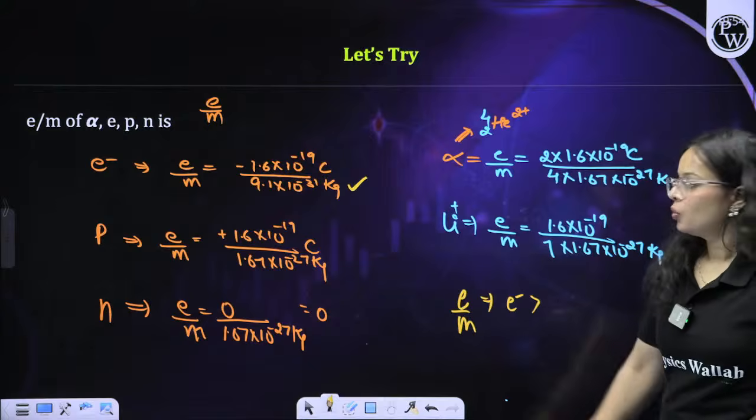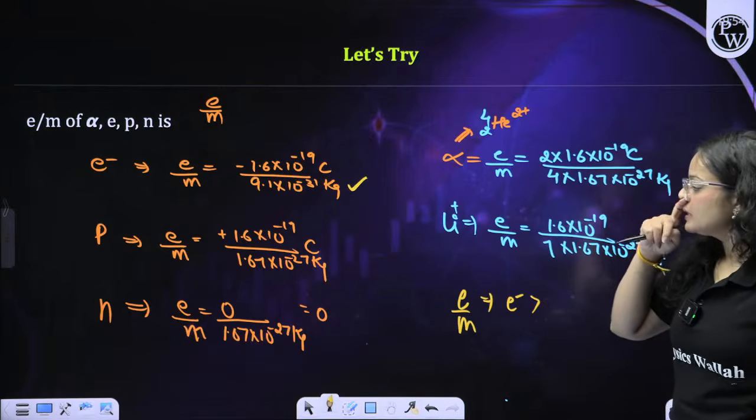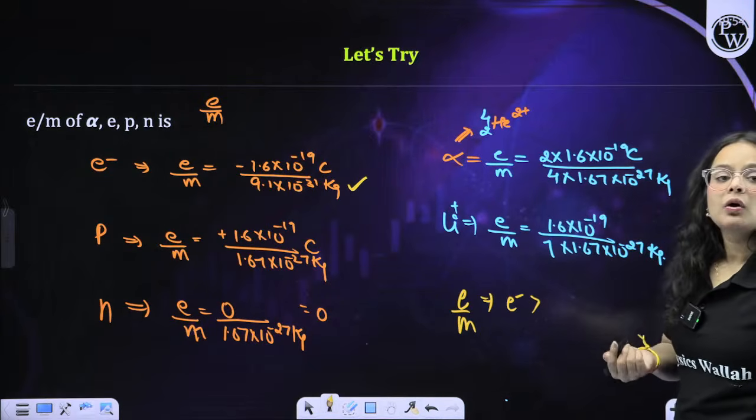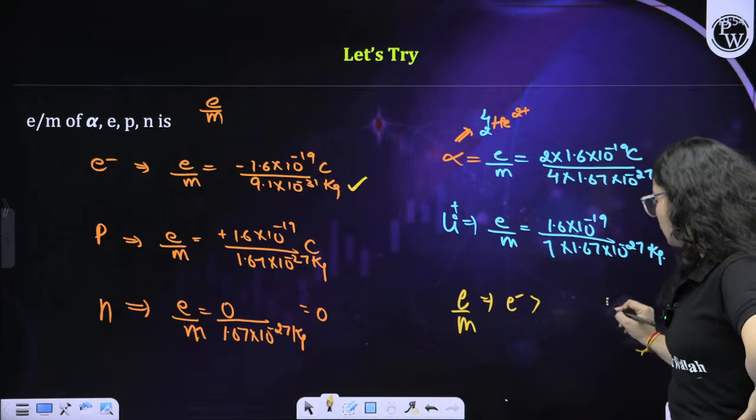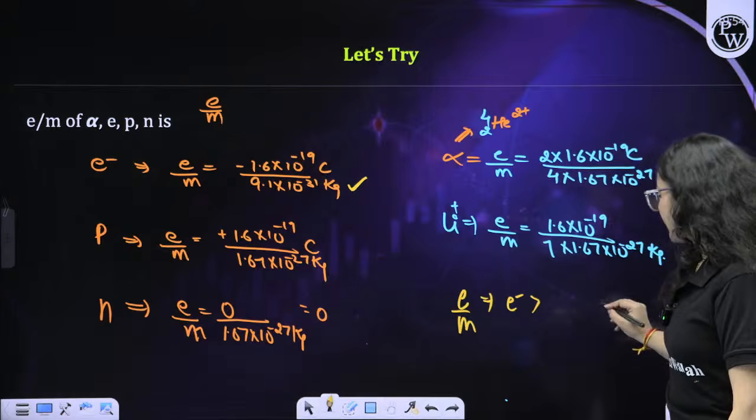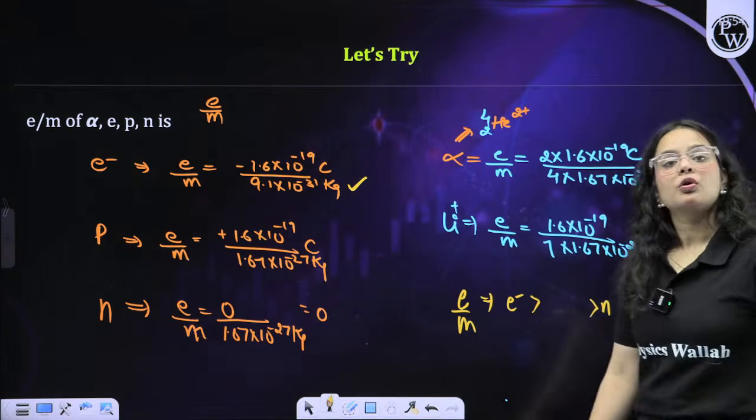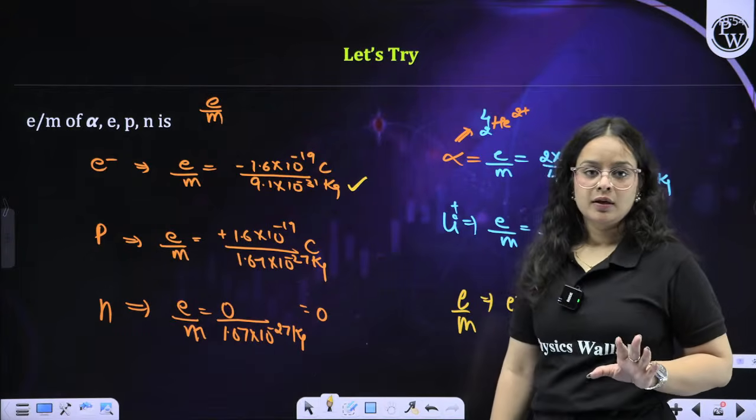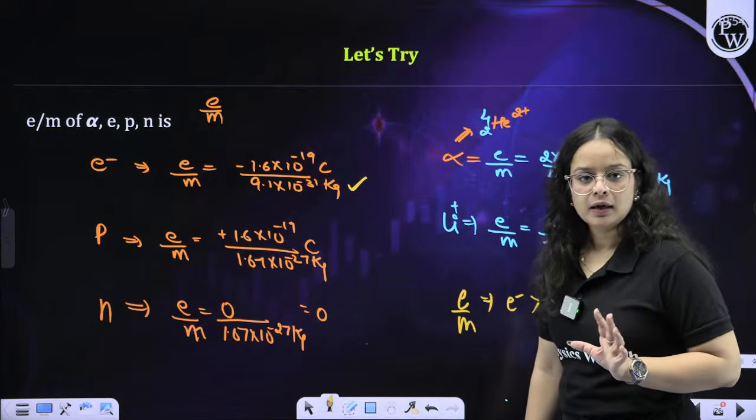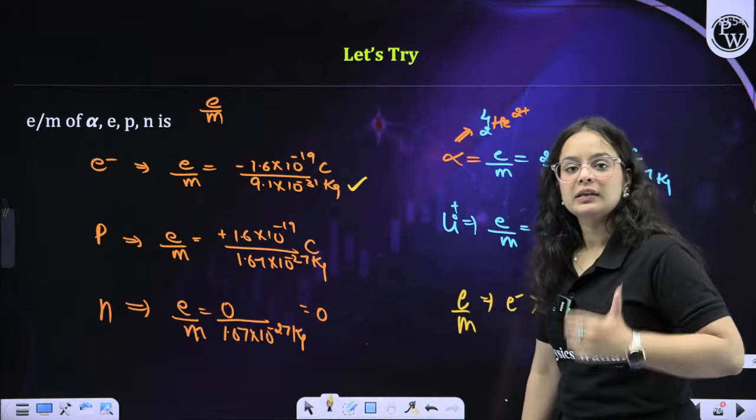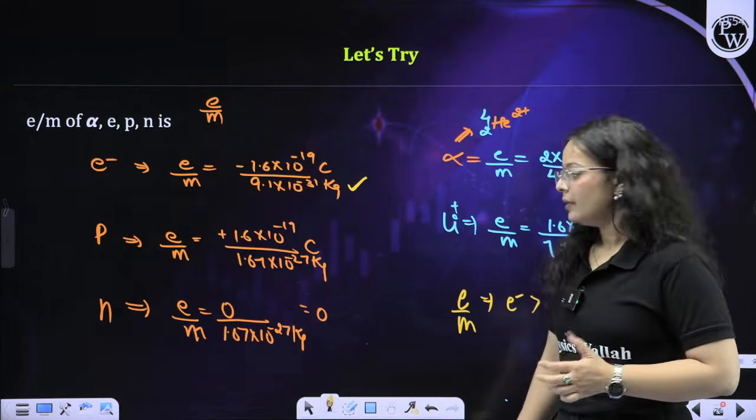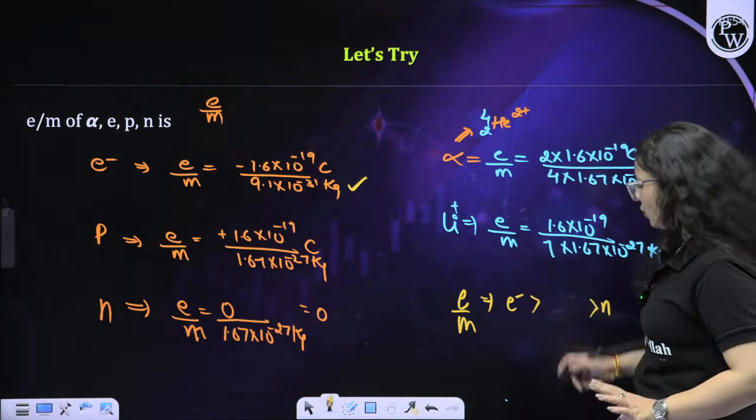Then comes which category? Have a look, depending on the values you are getting. Since neutron carries 0 charge, neutron carries 0 e by m. So the neutron has the least e by m. Among the subatomic particles electron, proton, neutron, the one that carries the least e by m is the neutron, and proton is the central one.